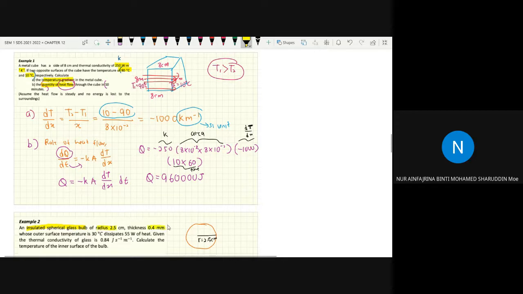Okay, thickness, ketebalan dia. So, whose outer surface temperature is 30 degrees Celsius. Okay, kita anggaplah dekat sini outer kan. Outer dia adalah 30 degree Celsius. And dia akan dissipate 55 watt of heat. So, bila dia cakap 55 watt of heat, apa yang korang faham? Dia adalah apa?